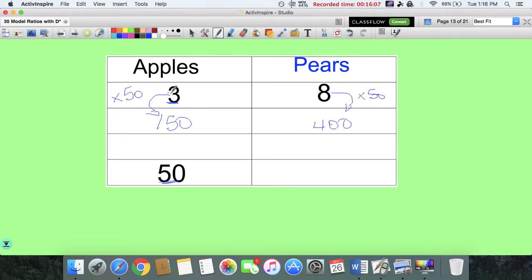So at a 3 to 8 ratio, 3 apples, 8 pears. What happens when there's 150 apples? I'm going to have 400 pears. Now, I can use the 150 to help me find what happens when there's 50 apples. So how did the 150 become a 50? Divide by 3. I'm also going to divide this side by 3. And I'm going to get 133.333, something like that. Yeah. Or I'm just going to write it like this. Okay.